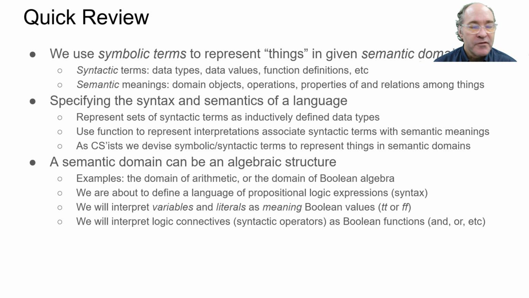Okay, so the third major bullet, if a syntactic domain is defined by an inductive data type that describes the forms of expressions that you can use in a given language, then a semantic domain is typically, or can be, an algebraic structure, like the algebraic structure of the natural numbers, with the ordinary operations of addition, multiplication. A different algebraic structure is the algebraic structure of Boolean algebra, as you've seen. So that's an algebraic structure where the set of values isn't an infinite set of numbers, it's just a set of two values, true and false, and a set of operations on those values like and, or, and not.